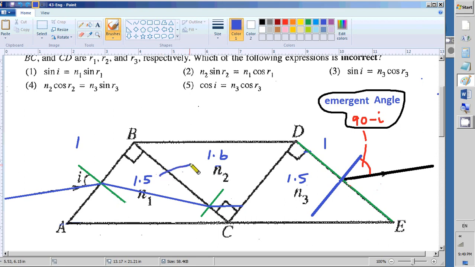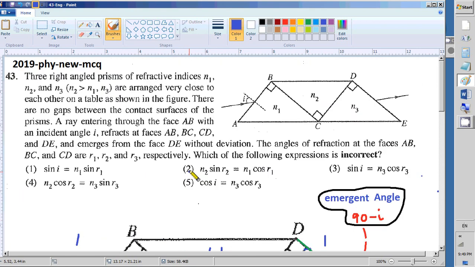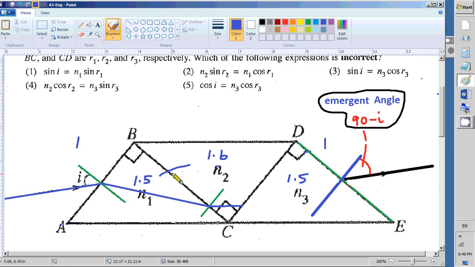But here the difference between these two refractive indices is smaller. You can see 1.5 to 1.6. Therefore the deviation is smaller. Therefore we can't turn it as much as earlier. So I turned it a little bit according to these values of n1 and n2. So now again I have to draw this normal perpendicular to DC surface.